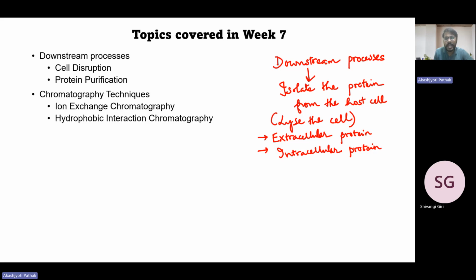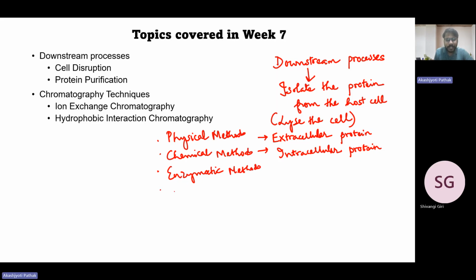So there are different methods of cell lysis. What are the different methods of cell lysis that we learned in week 7? There can be physical methods, chemical methods, then there are enzymatic methods. These are things we all have learned in class 12th as well, isn't it? Basics of this. Then there are also mechanical methods. Mechanical methods can be considered a part of physical methods as well. Once we have lysed the cell and obtained the protein, the next step would be to purify the protein.